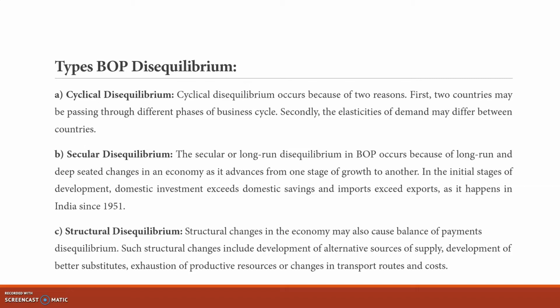அடுத்து பார்த்தீங்கன்னா secular disequilibrium. Secular அப்படின்னாலே long run, நீண்ட காலம். So the secular or long run disequilibrium in balance of payment occurs because of long run and deep seated changes in an economy as it advances from one stage of growth to another.